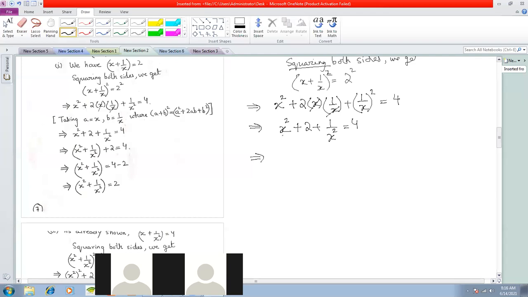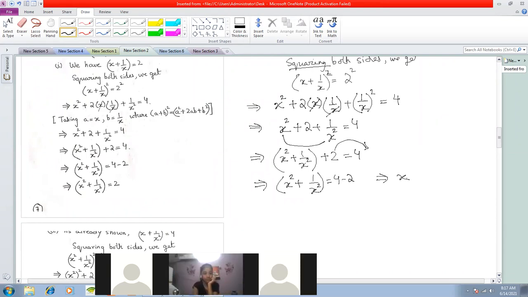Now what you do is you take these two together. So you have x square plus 1 by x square, you take them together, put it within brackets, plus 2 is equal to 4. So that means if 2 moves from this side to this side, it will become minus. So you have x square plus 1 by x square is equal to 4 minus 2, which is 2. And that is your answer for the first part.